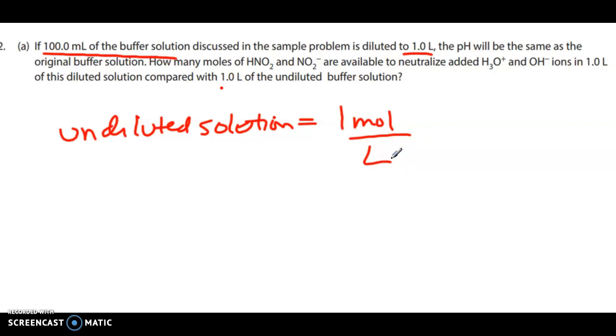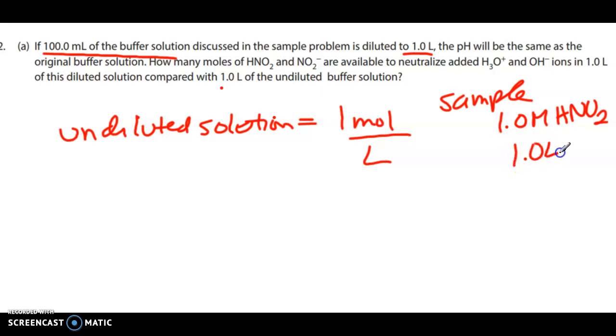So where am I getting this information from? We're getting this from the sample problem. The sample problem has a 1 liter... I guess you can't really do this without knowing the sample problem information. So the sample problem on page 352 says that we have 1 mole per liter of HNO2, and it's a 1 liter buffer. So of course, if we have 1 mole per liter and we have 1 liter, the undiluted HNO2 is going to have 1 mole per liter, right? There's 1 mole available.